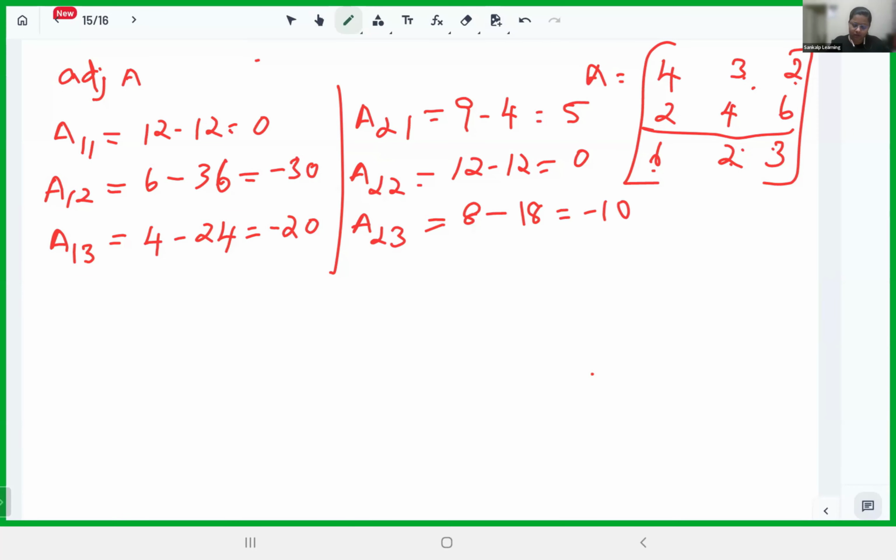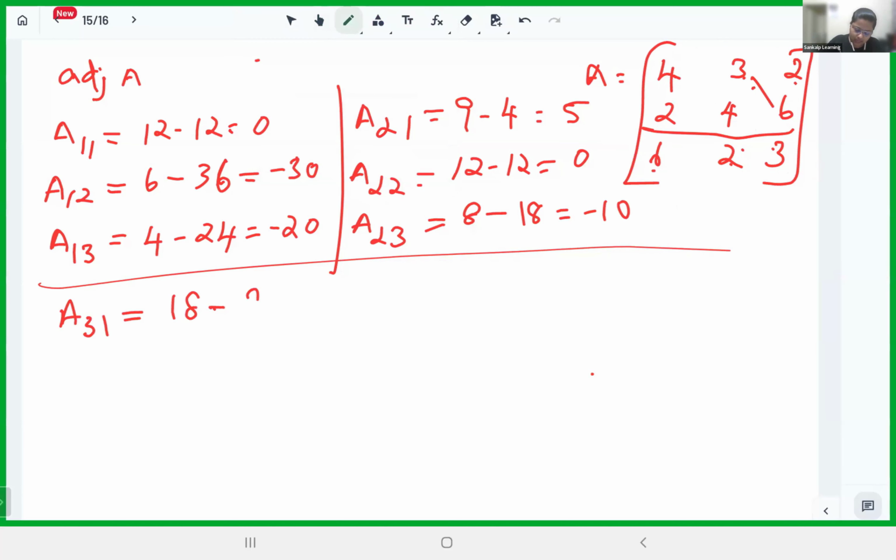Okay, so we have got the value of A23 also. Now we need to find out the value of A31. A31 is equal to, so here you can see the third row and first column should be deleted. So remaining is 3, 2 and 4, 6, right? So 3 into 6 is 18, 18 minus 4 into 2 is 8. So that is equal to 10. So the value is 10.